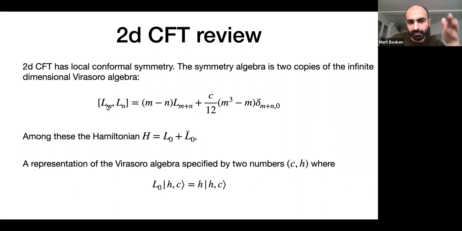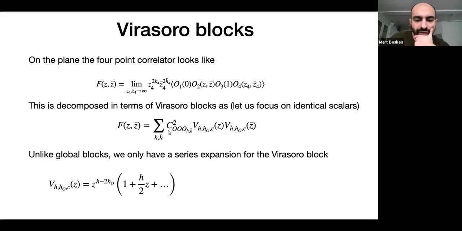Using the action of these L_m on the local operators, you can show that these Virasoro blocks have a series expansion in z. If we are using the s-channel OPE, that means we are looking at z going to 0. So as z goes to 0, this Virasoro block will have a power series expansion in z, going like z squared, z cubed, and so on. The bad thing is, just like odd dimensional CFTs, in 2D global blocks are known, but for the Virasoro blocks there exists no closed form expression.